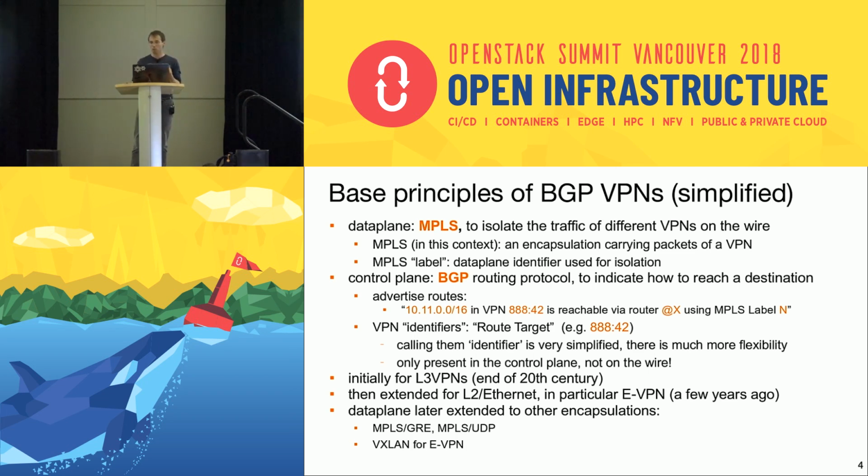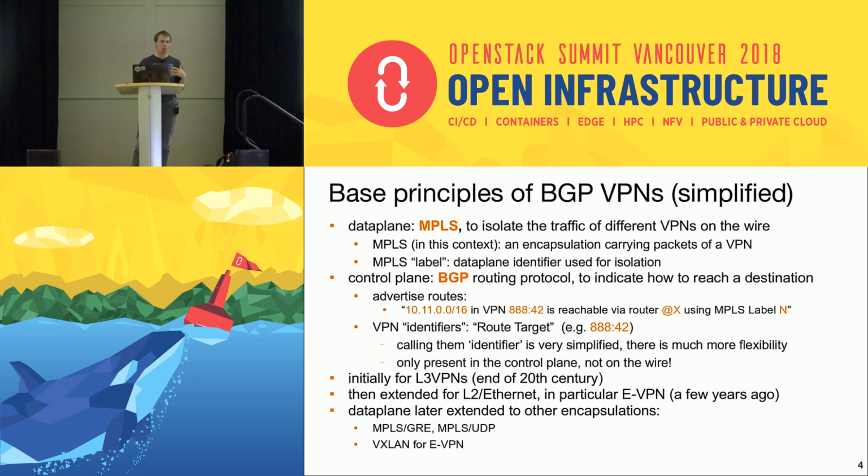In this context, MPLS is just an encapsulation carrying packets of a VPN with an identifier that appears in the packet, which is used for isolation. MPLS, if you want to dig into it, is much more than this. But in the context of BGP VPNs, we can accept this simplification to understand what it does. So that's for the data plane. On the control plane, we use the BGP routing protocol. In fact, an extension of the BGP routing protocol that's been introduced in the late 90s.